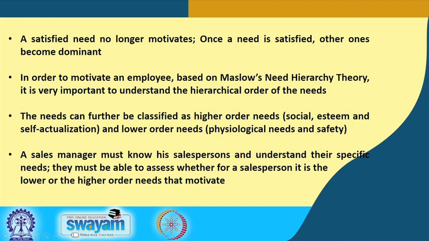So, in order to motivate an employee based on Maslow's need hierarchy, it's very important to understand the hierarchical order of needs, and a sales manager must know his salesperson and understand their specific needs. He must be able to assess whether for a salesperson it is the lower or higher order needs that motivate. Now, what are lower and higher order needs? The physiological needs and the safety needs have been defined as the lower order needs, and the social, esteem and self-actualization needs have been defined as the higher order needs.